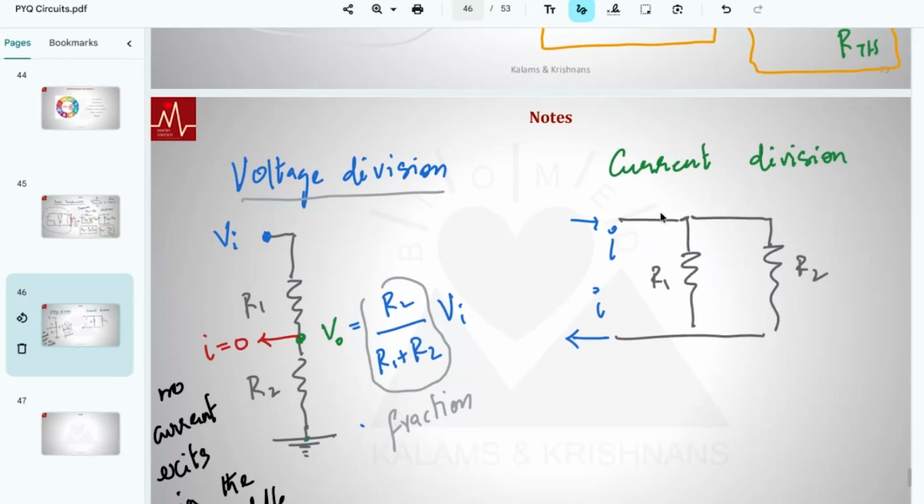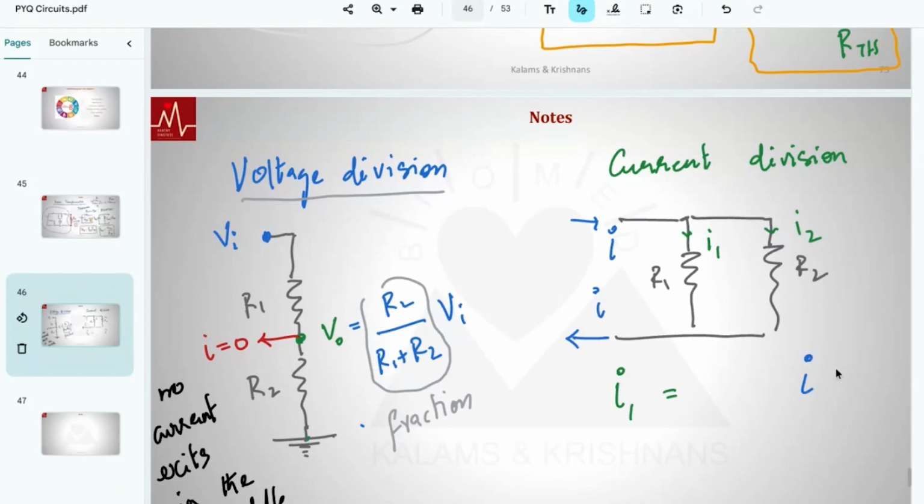The question is, what is I1? Current in this resistance R1, current in this resistance R2. Again, I1 is a fraction of the input current, the total current entering. It gets split between these two. So it's a fraction of that. But how does it get split? The smaller the resistance, the more current flows through it. So it's a fraction.